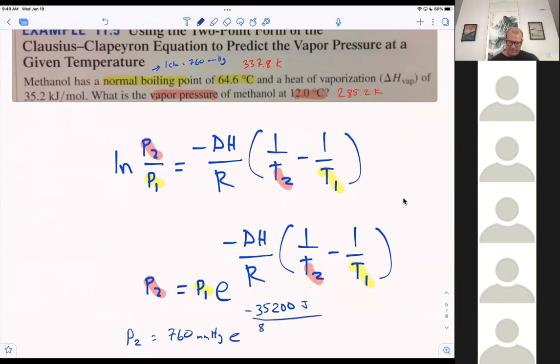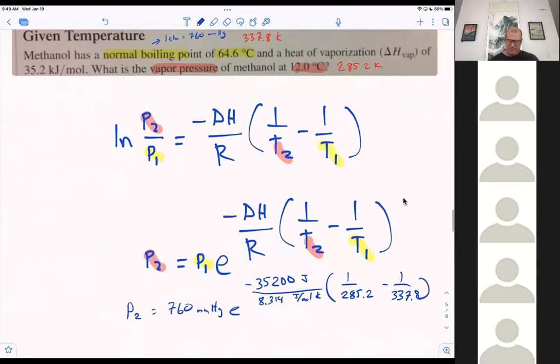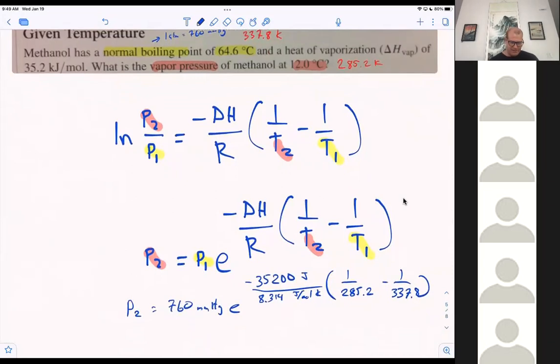And then 8.314 joules per mole Kelvin. And then the units, so T2, 1 over 285.2 minus 1 over 337.8. And you throw that in your calculator and you get 75.4 torr. Okay.